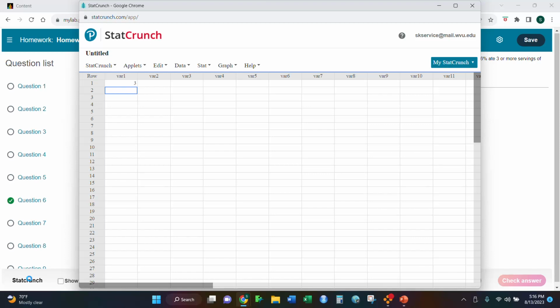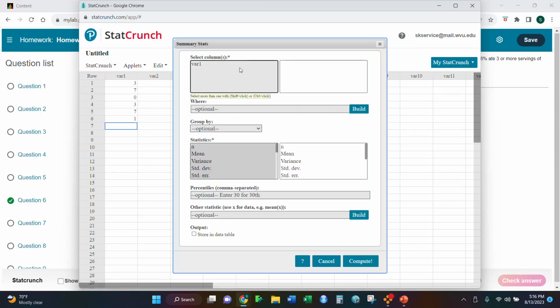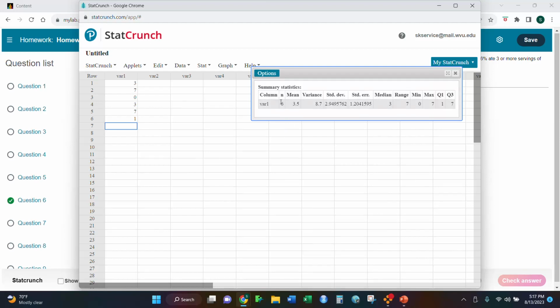So I'm going to type in a random data set, so 370371. And to find, say, the mean, standard deviations, things like that, I can go to Stat, Summary Stat. I put all the data in a column, so I'm going to select column. I'm in variable 1 column. Hit compute, and there I have the sample size, the mean, variance, standard deviation, and the median, the range, the minimum value, the maximum value, quartile 1, 3, whole 9 yards.